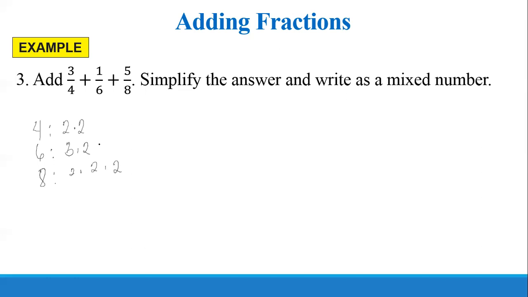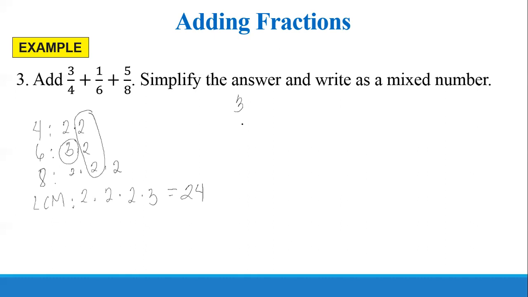Okay? So, paano natin kukunin yung LCM? So, ito yung common nila plus yung naibang 3. So, 2 times 2 times 2 times 3 which is equal to 24. So, 2 times 2, 4 times 2, 8 times 3 is 24. So, the LCM of 4, 6, and 8 is 24. And then, we have to rewrite. So, rewrite natin yung fractions natin with a denominator of 24.